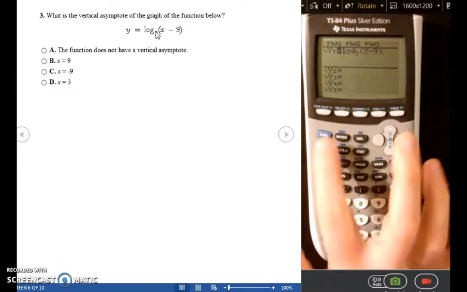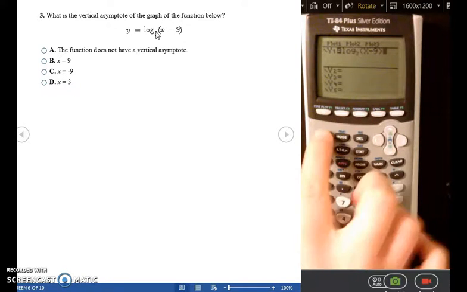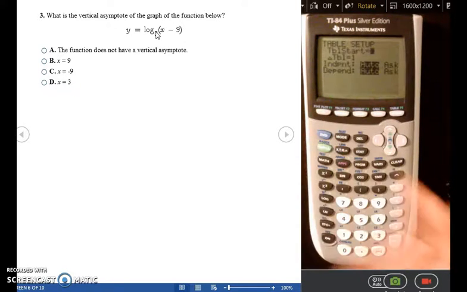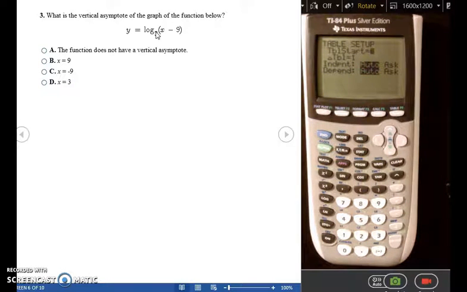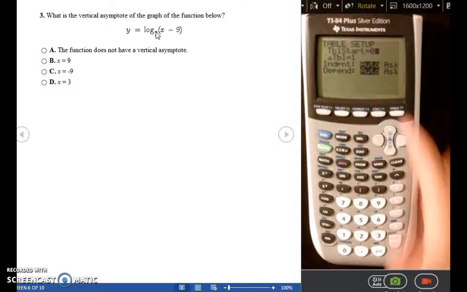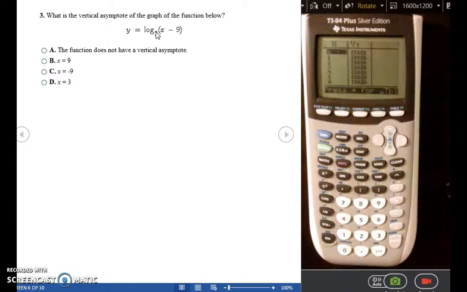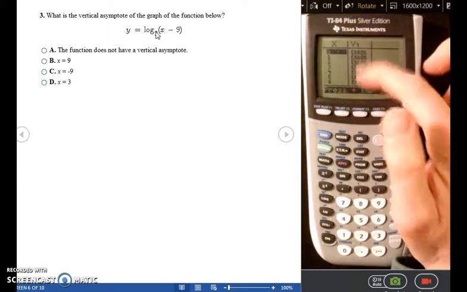So now I can just go straight to the table. Just a heads up, you can use second table set to see where your table is going to start in case it starts really high, so you don't have to do all the scrolling. So I'm going to press 0 there and then go second table. And I see right away that there's an error.